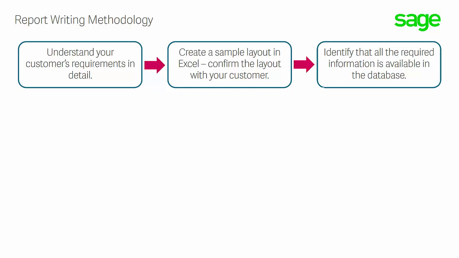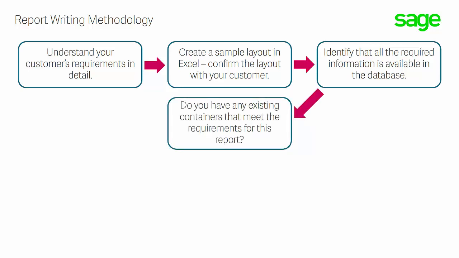It could be that the customer is working to a misconception of what's possible from the system, and they may not have the right system that provides them with the right information. So you need to identify that all the information is in the database or can be extrapolated. Once you've determined that, you need to check if you have an existing container that meets these requirements.